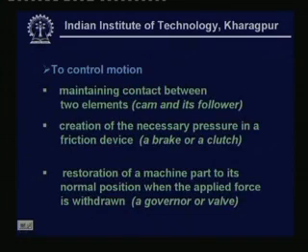Next, to control motion. What is this idea to control motion? It means maintaining contact between two elements such as a cam and its follower. If you think of the cam and follower arrangements widely used in so many applications, you will find a spring there which always keeps the contact between the cam and the follower, thus it controls the motion.